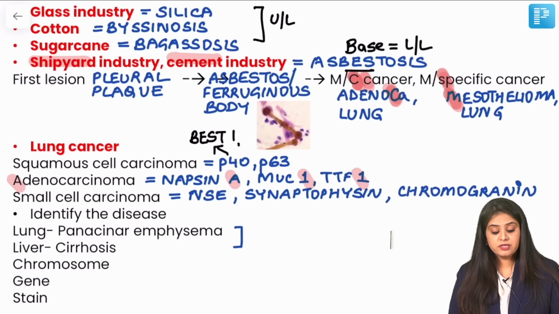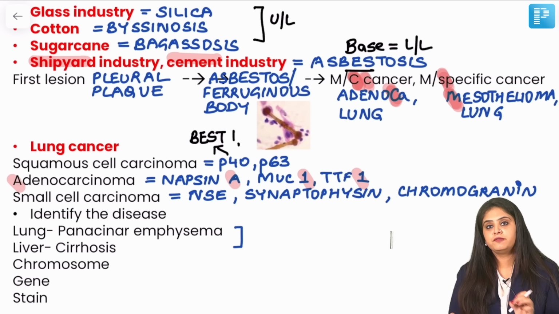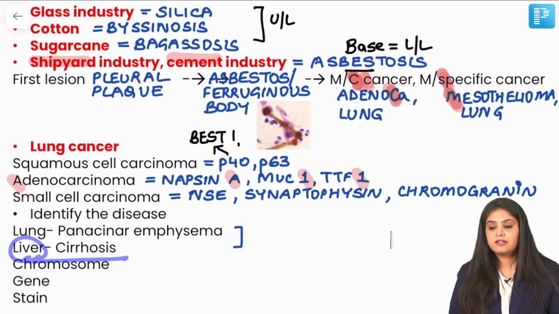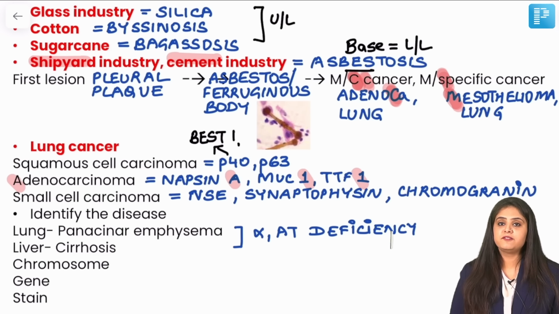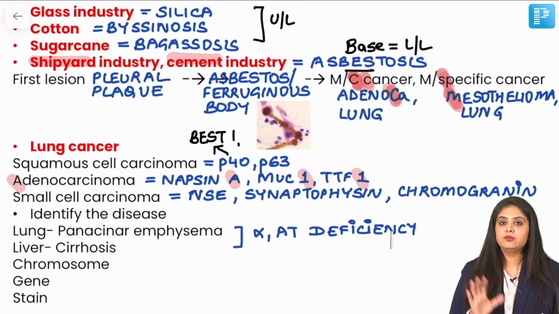Moving on to the third lung related disorder, which is actually a syndrome. Imagine you've been given the history of a child where the lungs are showing you a panacinar emphysema and the liver is showing you cirrhosis. If that sort of a situation is coming up, you know you're dealing with alpha-1 antitrypsin deficiency. So actually, the first step will be just identifying what these diseases are. So you know liver and lung affected with these 2 conditions, it is alpha-1 antitrypsin.